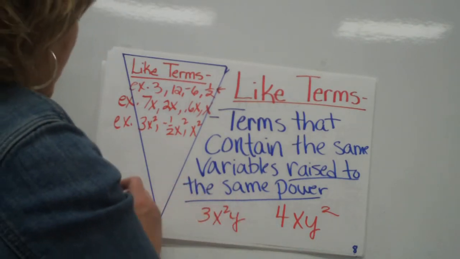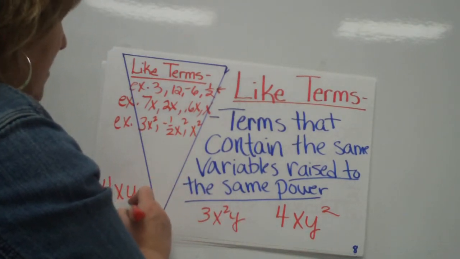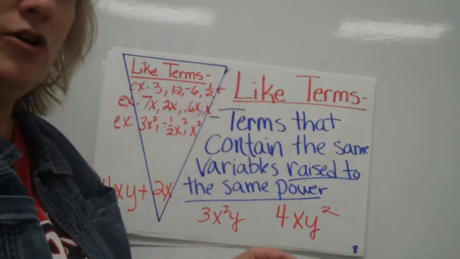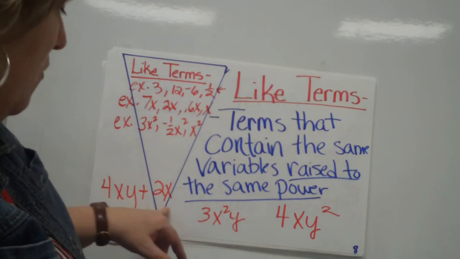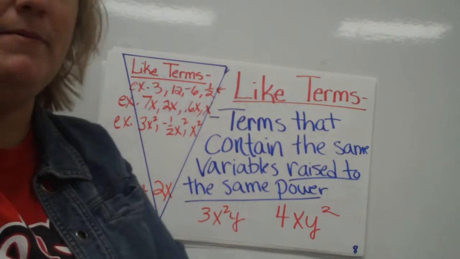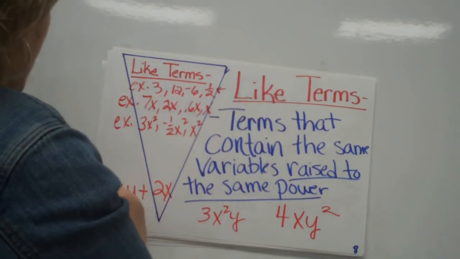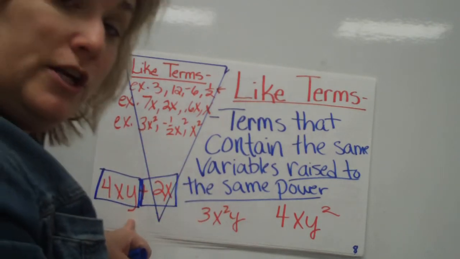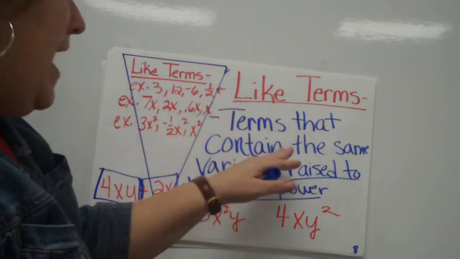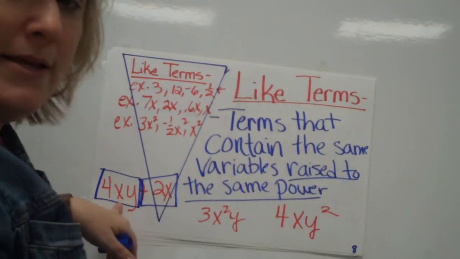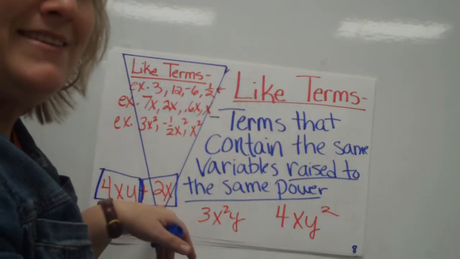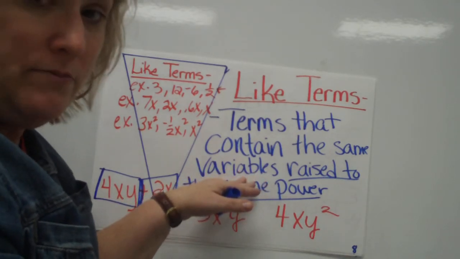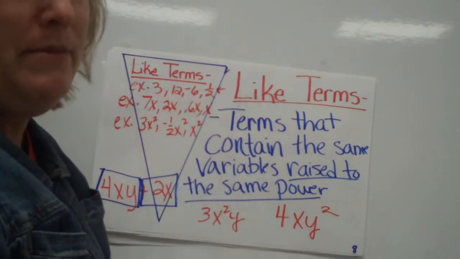Okay, if you have 4xy plus 2x, first of all, look at the whole term, 4xy and 2x. Those are our terms. Maybe I should circle those. That's term number 1, and this is term number 2. If I look at those terms, do they have the same variables? This term has xy, this term has x. They do not have the same variables, so they would not be like terms. We're going to practice this quite a bit.